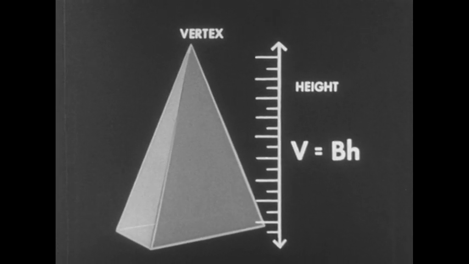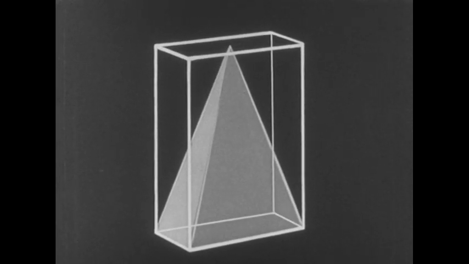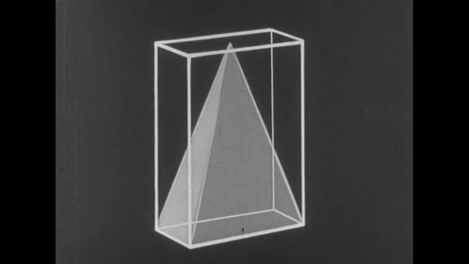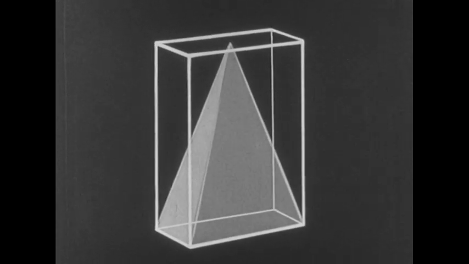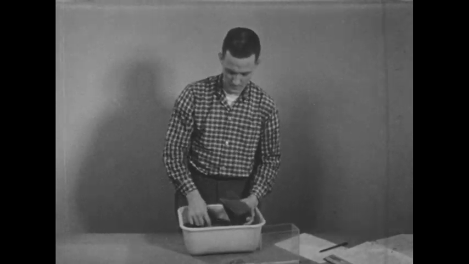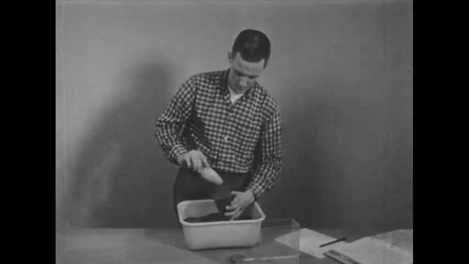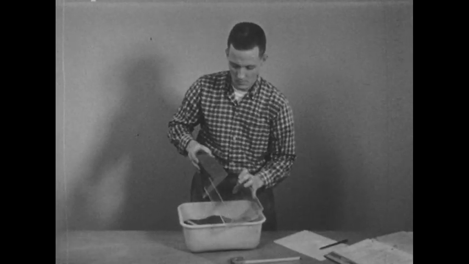But obviously, the capacity of the prism and that of the pyramid are not the same. The volume of the pyramid is less than that of the prism. We can see this, but now we need to know how much. Perhaps a formula for finding the volume can be developed. How many pyramids of sand will it take to fill the prism?